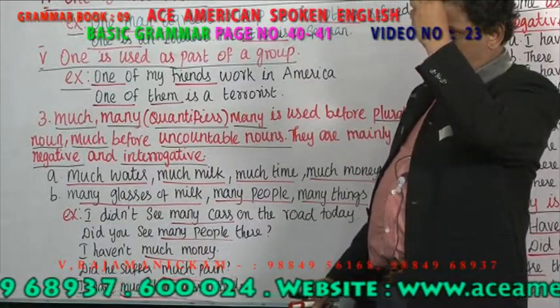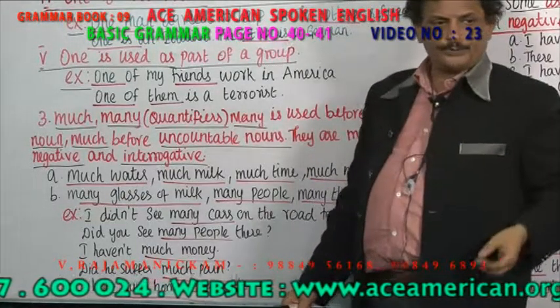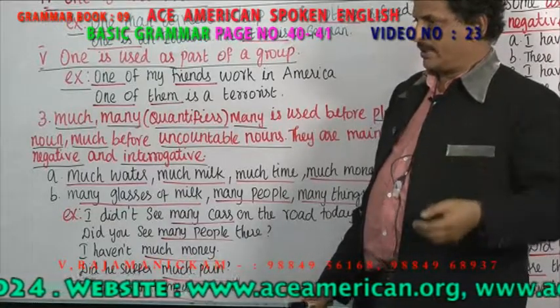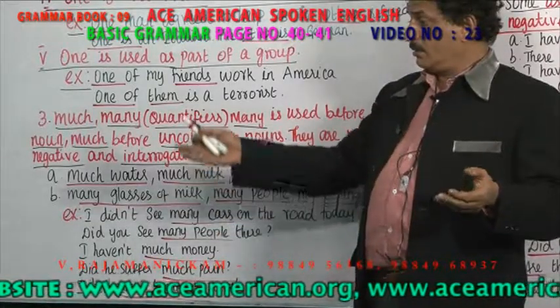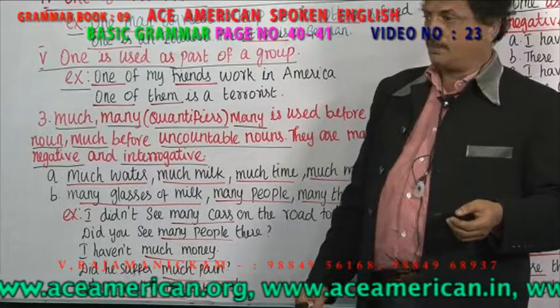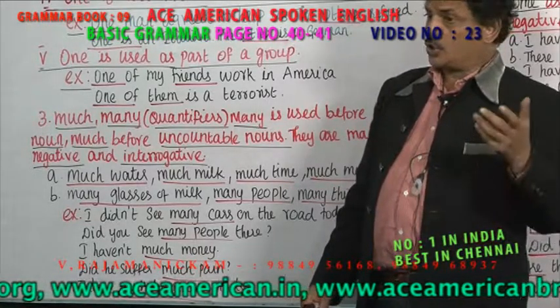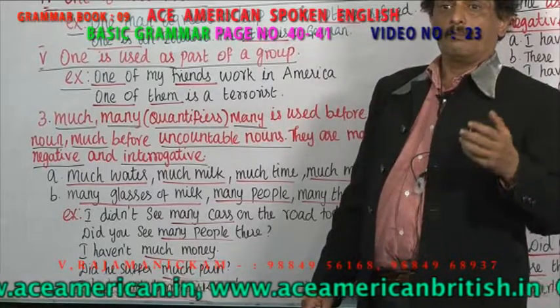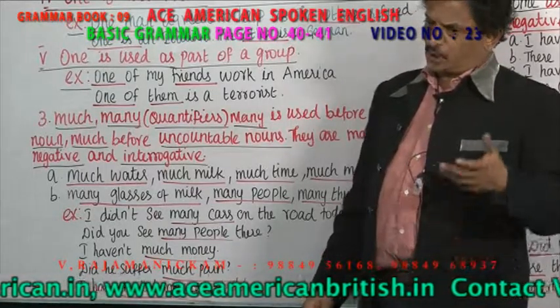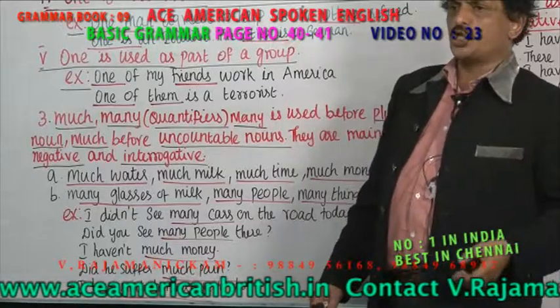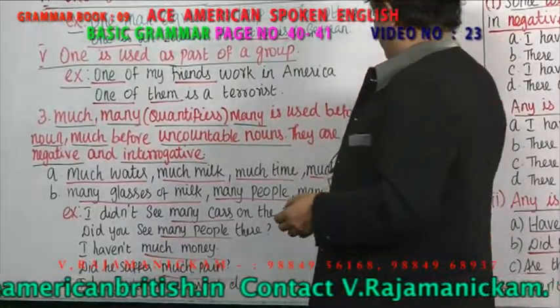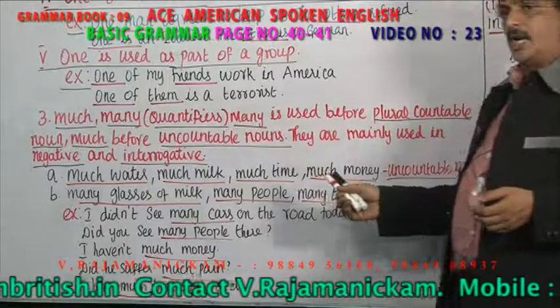Hair, can you count? No. Much hair. Rice, can you count? No. Much rice. Much water. Not many waters, you don't say. Much water. Much hair. Much rice. Much food. Much work. So, much is used with uncountable nouns. Many is used with countable nouns, right?